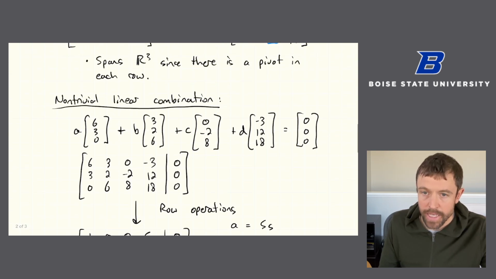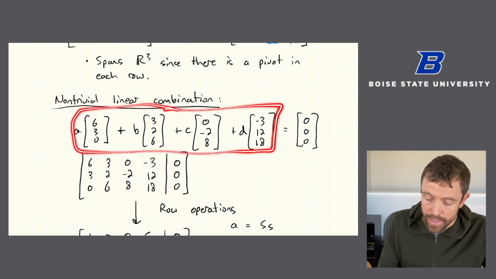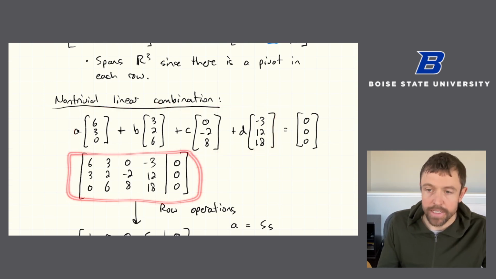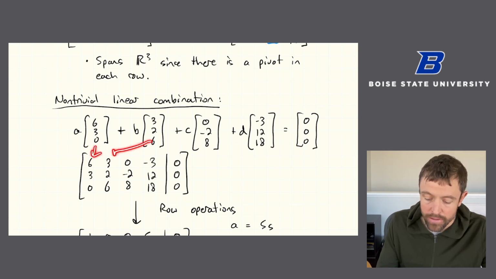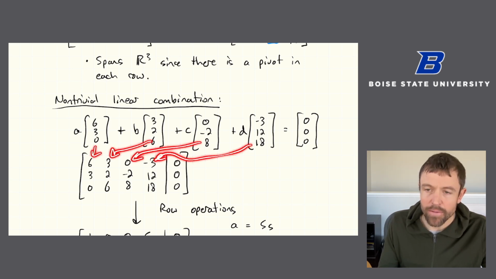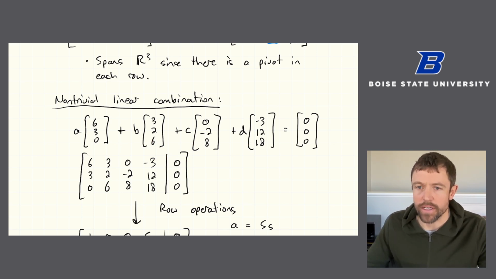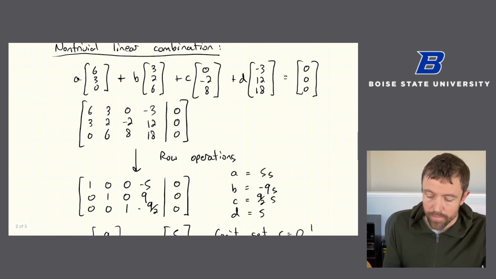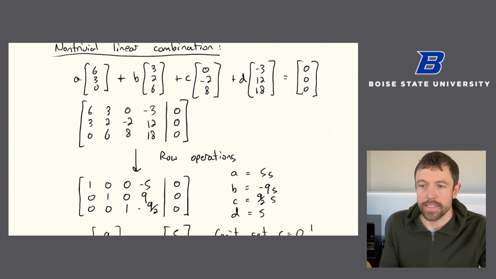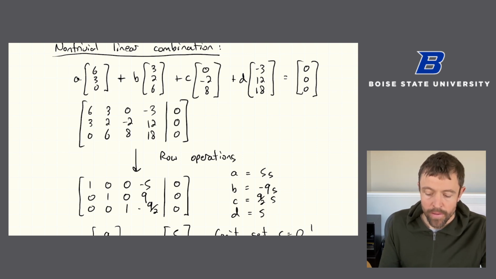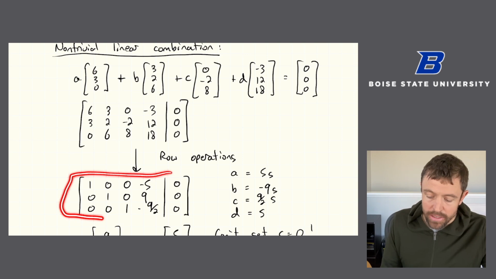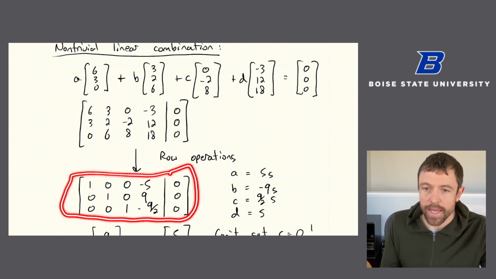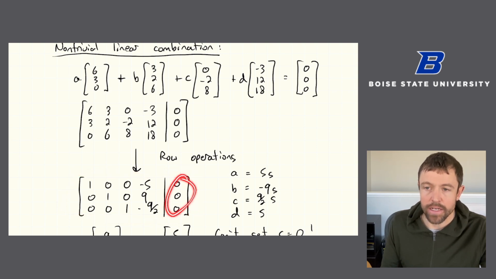Here's the thing. Setting up this system and then turning it into an augmented matrix is the same as putting the vectors as the columns of the matrix. That's why we put the vectors in as the columns of the matrix, because that's what happens when you set up this vector equation. We then convert to echelon form, and that doesn't affect the right-hand side, as I said before. This is all just zeros. We always get solutions, because you can't get a contradiction. You can't get an inconsistent system when everything on the right is zeros.